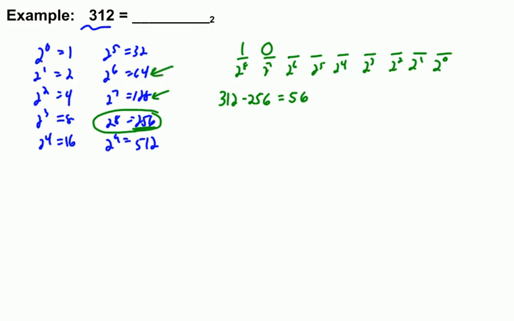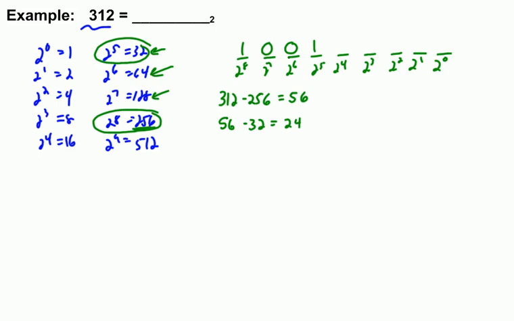Do I have any 64s in 56? No, so I put a 0. Do I have any 32s in 56? Yes, I do, so I'll put a 1 there. Okay, now I started with 56, I accounted for 32, so I'm going to be left with 24.